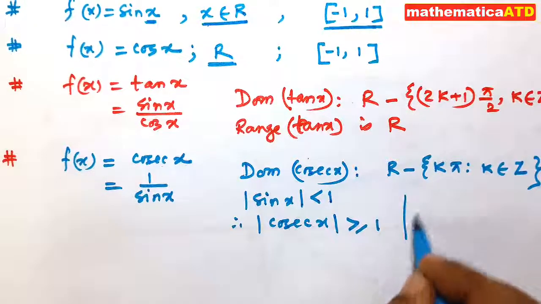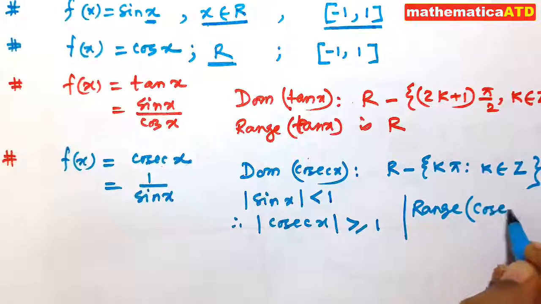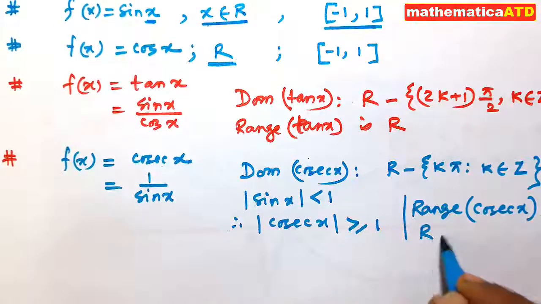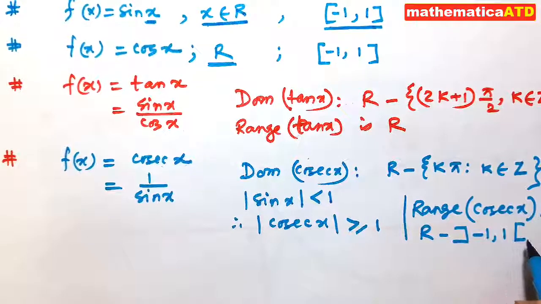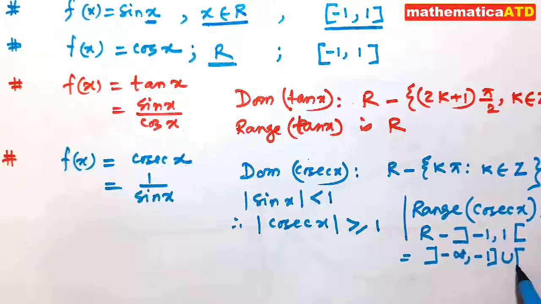The range of cosec x is R minus the open interval (-1, 1). You may write this also in this way: the open interval -infinity to -1 closed, union, closed 1 to +infinity, open.